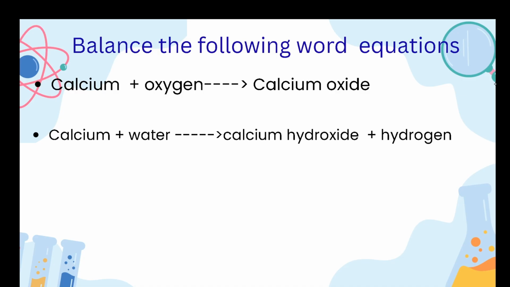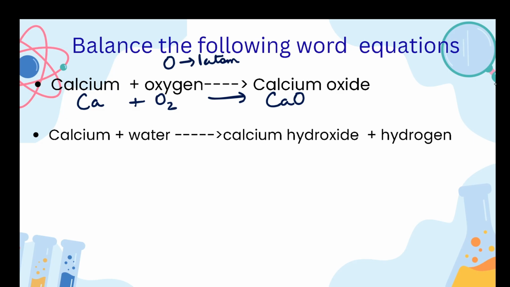Next we are going to see balancing the following word equations. To write word equations, again children, you should be well versed with the symbols and valencies. Calcium is Ca, oxygen is O2, giving calcium oxide, that is CaO. For oxygen, never write O only, because if you write O, you are just writing one atom of oxygen. Here we are showing oxygen in its molecular formula, so it will be O2.